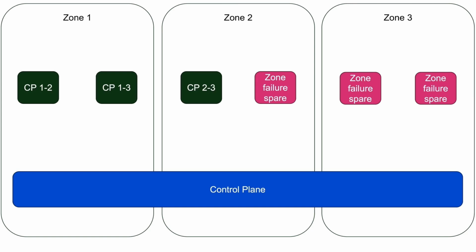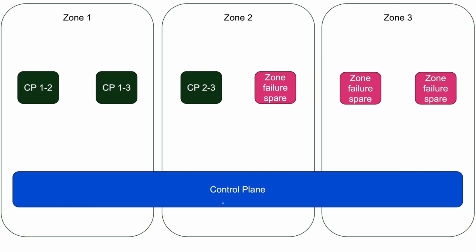Zone redundant storage for Azure NetApp Files uses Azure's ZRS managed disks to ensure customers have access to their data even in the event of a zone failure. Here there are 3 capacity pools indicated in dark green. 2 in Zone 1 that will fail over to Zone 2 and Zone 3 respectively, and 1 in Zone 2 that will fail over to Zone 3.